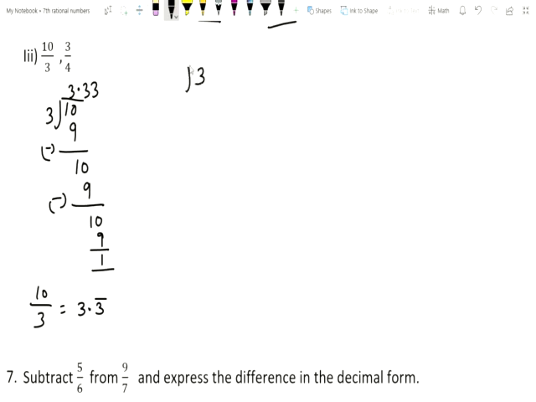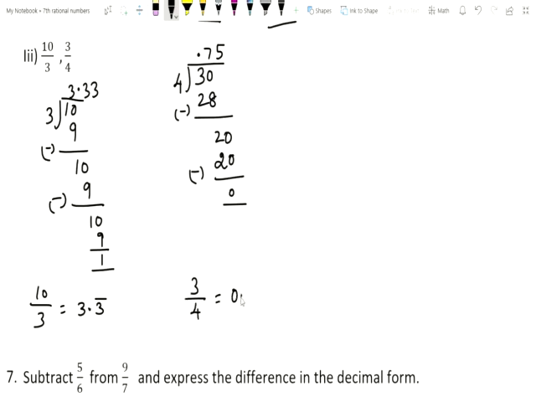3 divided by 4. We can't divide, so keep the decimal, add a 0. In 30, how many 4s are there? 7 4s are 28. Now subtract this, what will you get? 2 0. How many 4s are there in 20? 5 times. 5 4s are 20. Subtract this, what will you get? 0. So 3 by 4, what is the answer? 0.75. Now you compare the numbers.